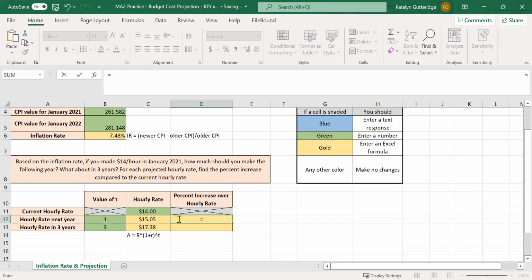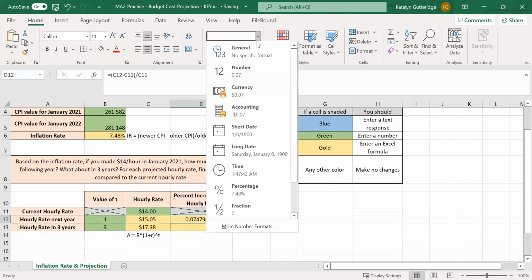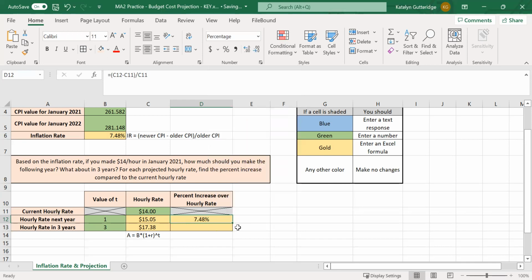So I'll start with that equal sign, start with that parenthesis, just like the inflation rate. I want to grab the new hourly rate I just calculated, minus that original $14, close the parentheses, type your division, and then divide by that $14 we had originally. It will come out as a decimal, like before, formatted as a percent, and this should match the inflation rate. So after 1 year, 15.05 is a 7.48% increase.